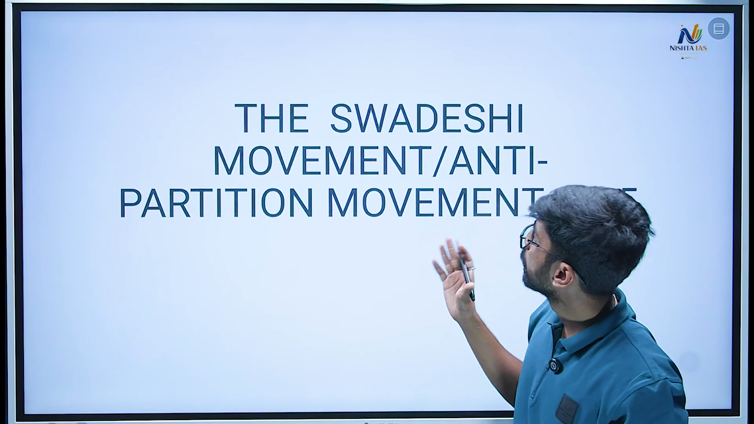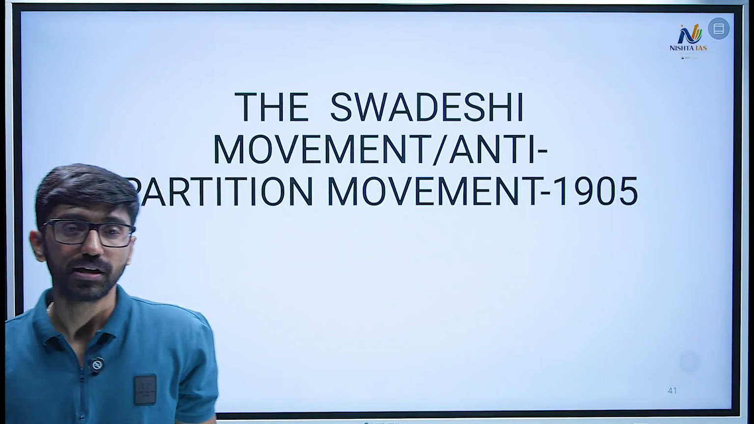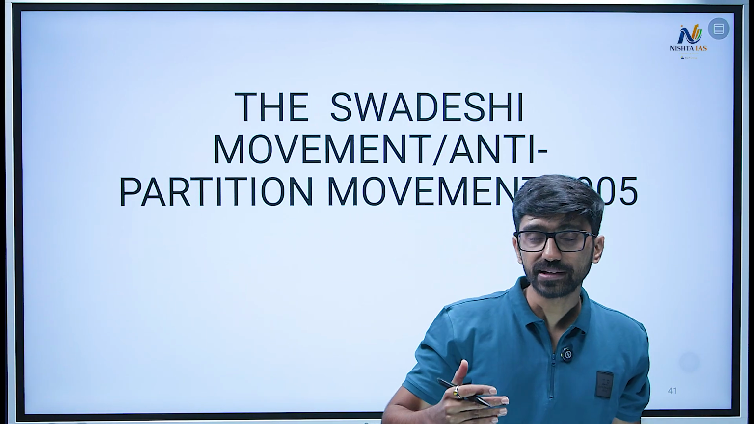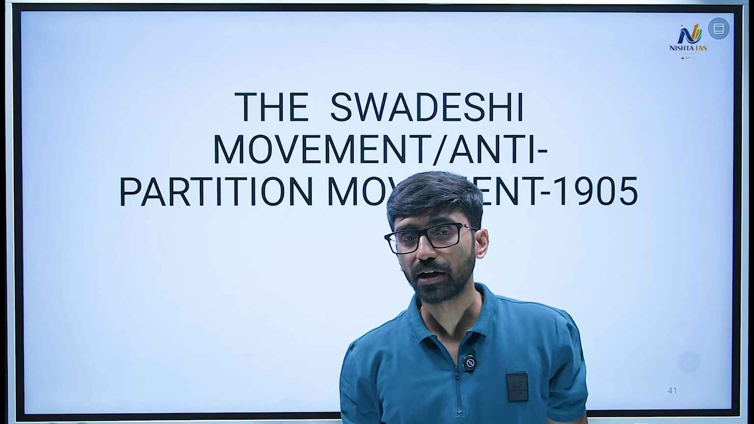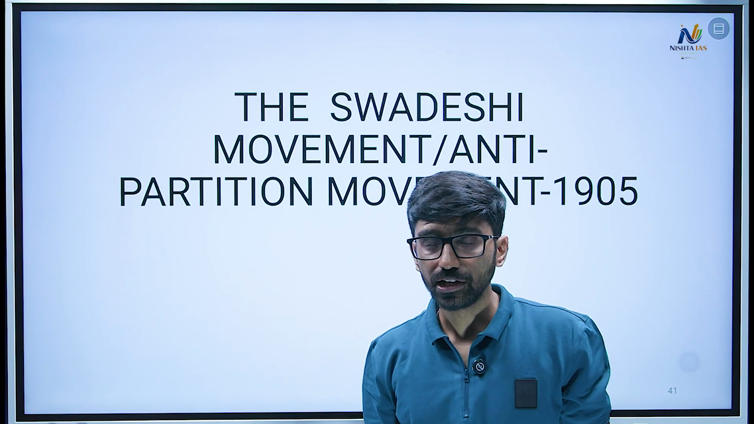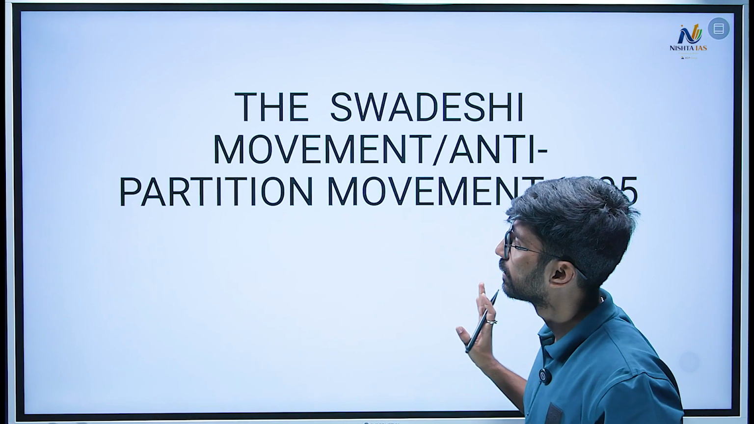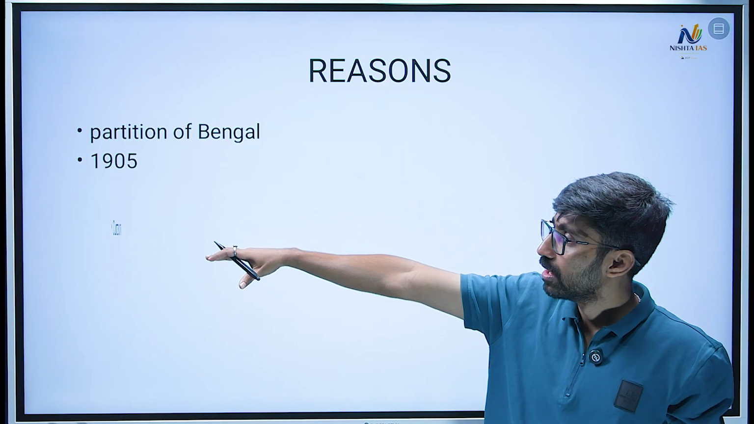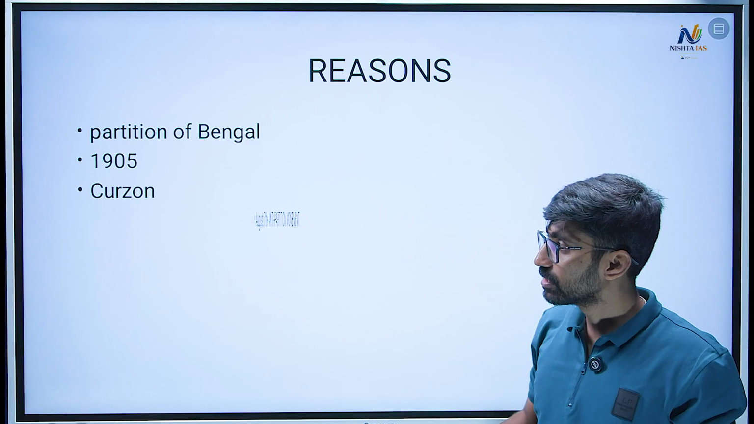And now we are coming to the Swadeshi movement or anti-partition movement. Bengal was divided into East Bengal as well as West Bengal to arrest the rising stream of Indian nationalism, to put it under two different administrations, to have greater control over the people and to control the nationalistic aspiration that was growing. So we can say the reason is the partition of Bengal in 1905, and that is by Curzon. Curzon was the Viceroy or Governor General.